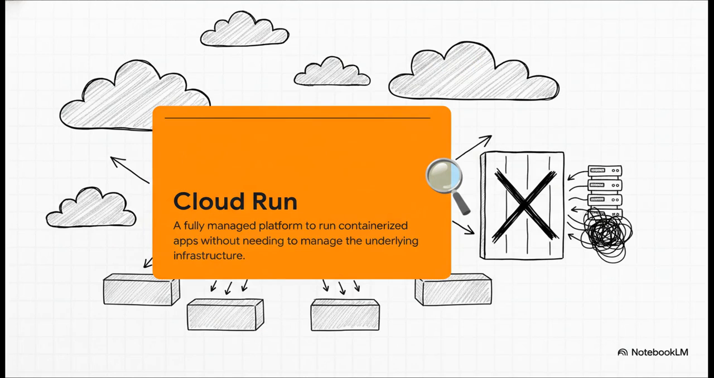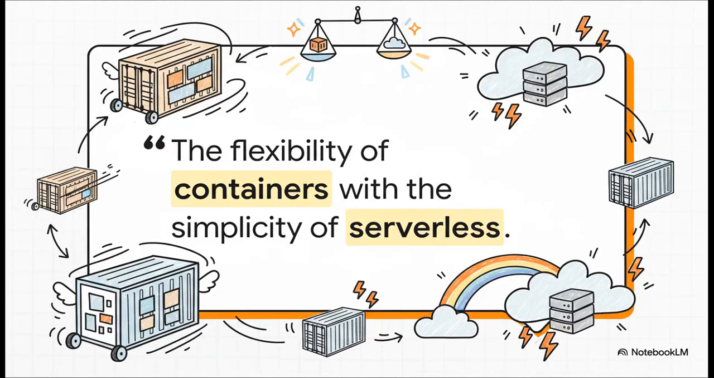So, what is it exactly? Well, Cloud Run is a fully managed platform. And those two words, fully managed, are the absolute key. It lets you run your apps on Google's massive, scalable infrastructure, which means you can just focus on your code, not on the servers it runs on. And this quote just nails it. It really is the best of both worlds. You get all the power and portability of containers, package your app any way you want. But you also get the beautiful simplicity of serverless, where you literally never have to think about a server again.